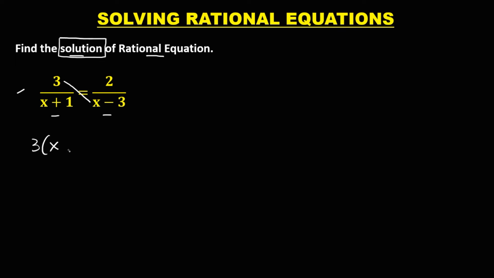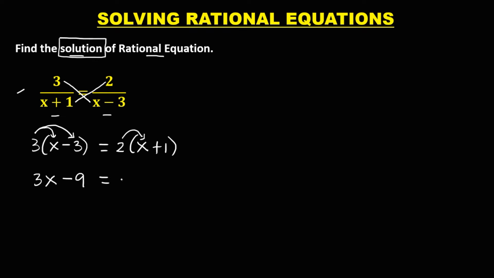So 3 times x minus 3 equals 2 times x plus 1. Then simplify. So multiply this 3 times x, that's 3x. Then 3 times negative 3, this is negative 9. Then equals 2 times x, this is 2x, and 2 times 1, that's positive 2.